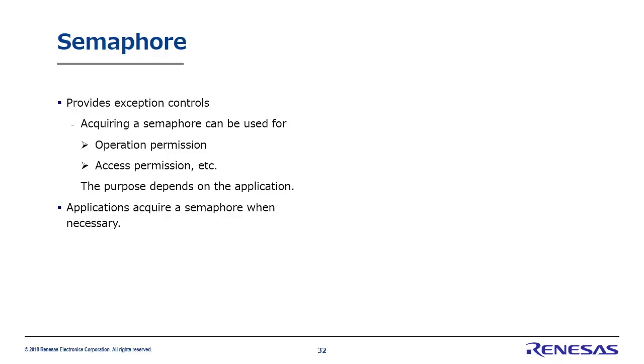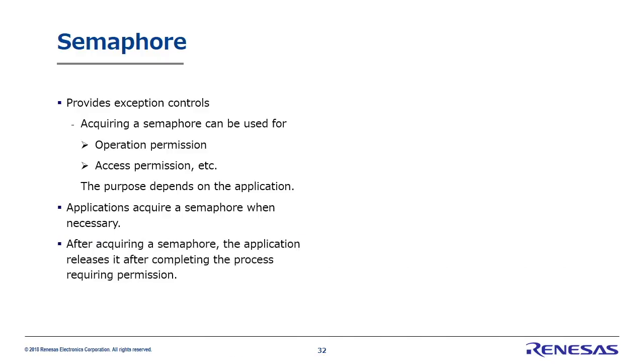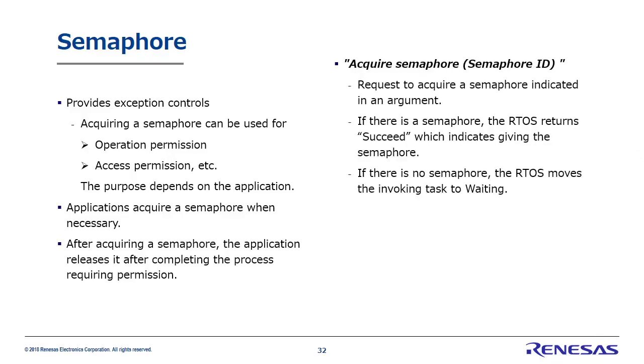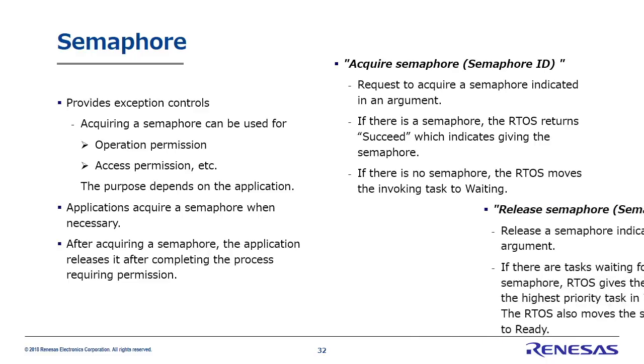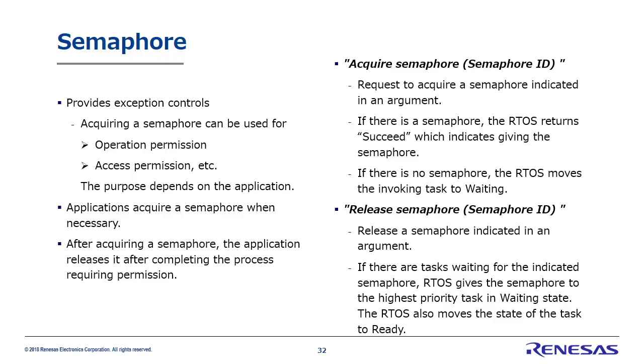If nothing else is accessing this shared memory, the RTOS gives a semaphore to the requesting task. The task can then access the shared memory, and when complete, it uses an API to get the RTOS to release the semaphore. When a task wants to acquire a semaphore, it invokes the Acquire Semaphore API, indicating the desired semaphore ID. And when it wants to release it, the task invokes the Release Semaphore API, again indicating the semaphore ID.